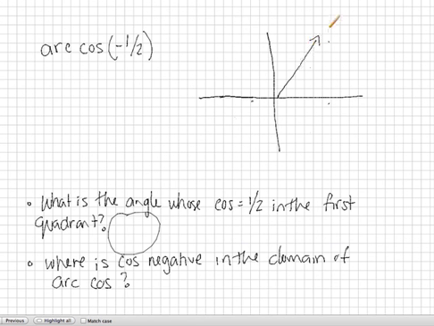is 60 degrees. I prefer to work in radians, so I'm going to call it pi/3. We'll go ahead and put that down here for our answer. Now let's go ahead and take a look at the second question. Where is cosine negative in the domain of arc cosine? Sounds complicated, but it's not.